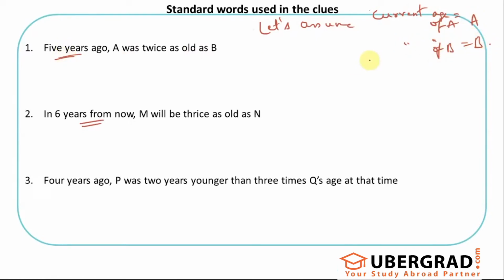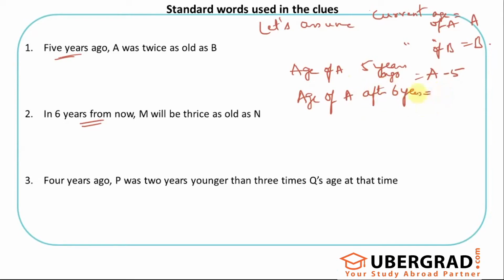What will be the age of A 5 years ago? If my current age is 20, what will be my age 5 years ago? It will be 20 minus 5, right? What will be my age after 10 years or after 6 years? If my current age is 20, after 6 years my age will be 20 plus 6. That's what you need to do as well, right?